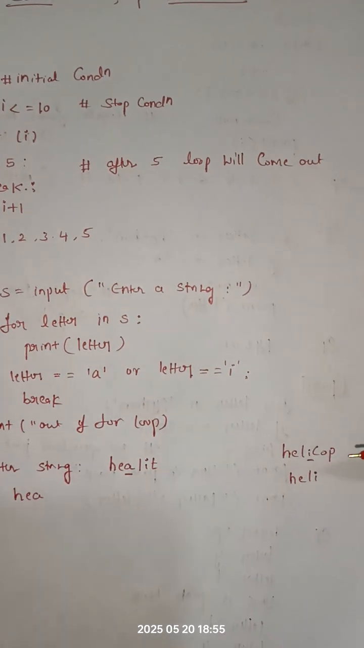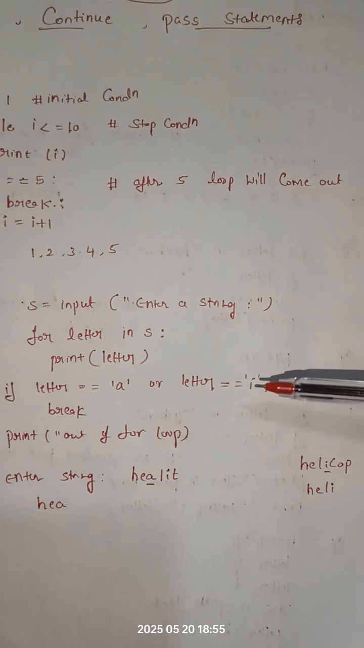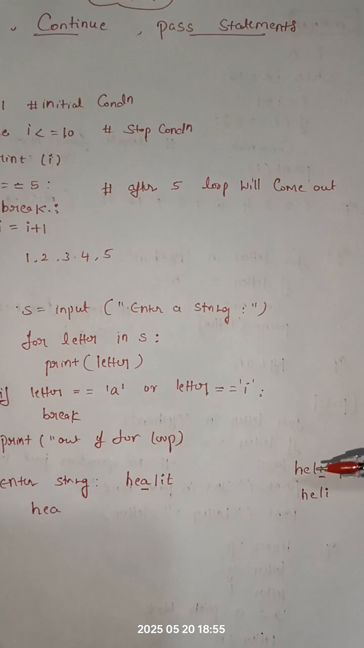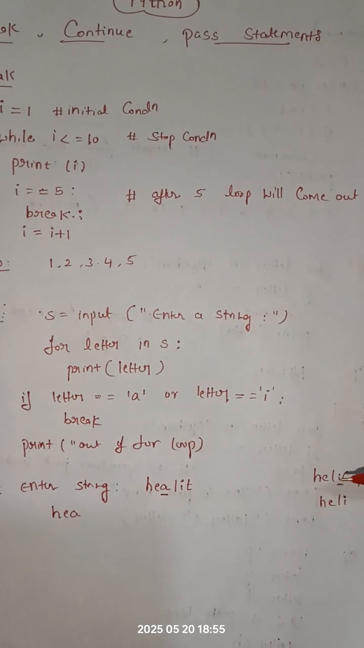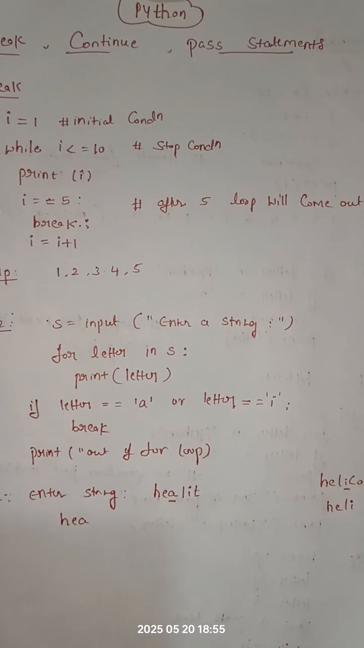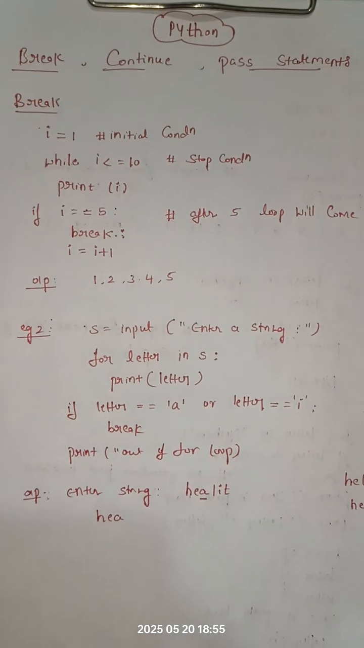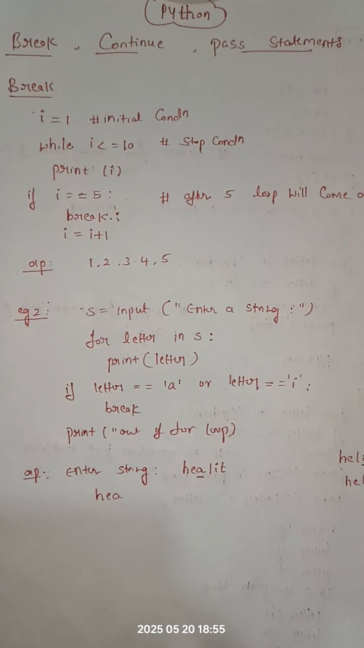If I take this helicop, here I also we have written. So if it is I, look at this, Eli is printed. After that it is coming out of the loop. So that is the break statement. Let's see the continue and pass.